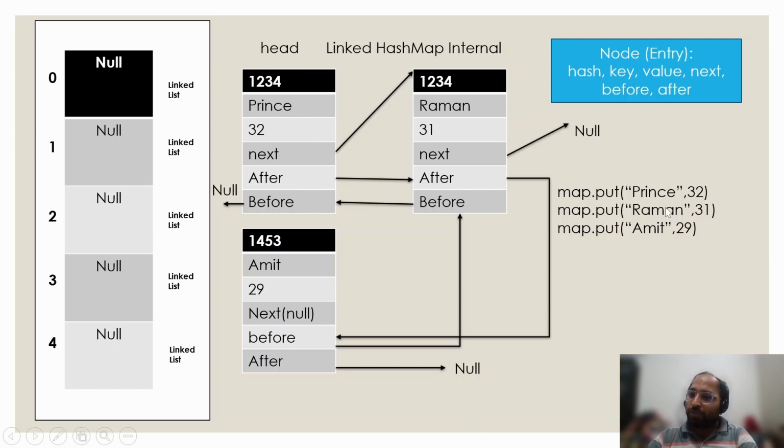Now coming on to the second entry, let us say Raman comma 31, right? And let us consider that because of Raman, the same hash code is getting generated. Once the same hash code is generated, the same index will be calculated, which would be 1. So this is a case of collision. So the keys will be compared. Now the keys are different. One new node will be created.